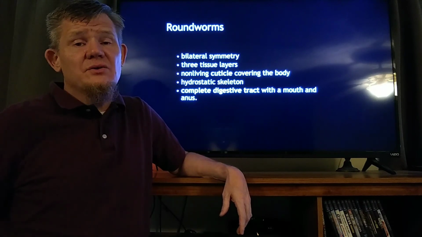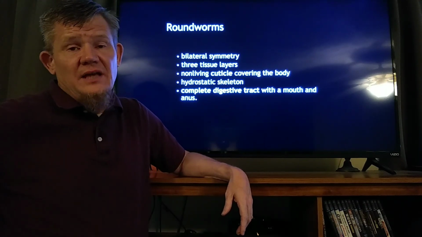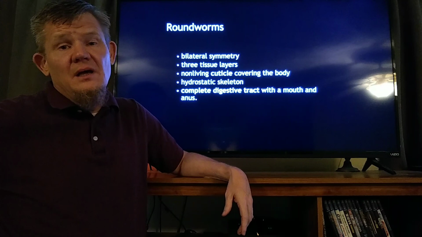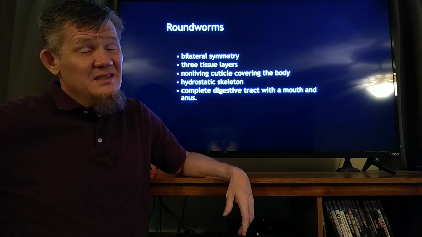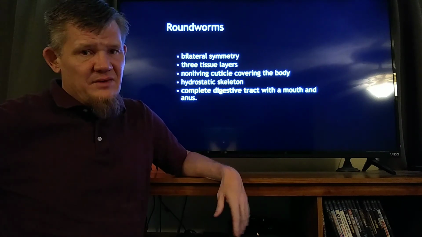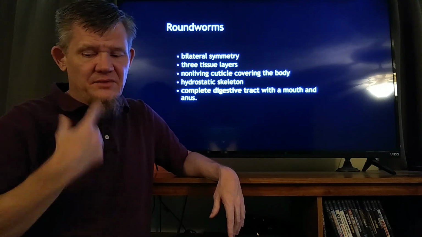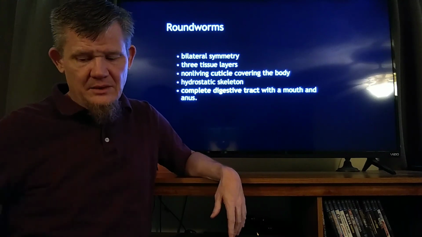Unlike our last two groups of organisms, these actually have a complete digestive system. We talked about this with the platyhelminthians, and the fact is the platyhelminthians have an incomplete digestive system. These guys have a complete digestive system. They have a mouth and an anus, a way in and a way out.